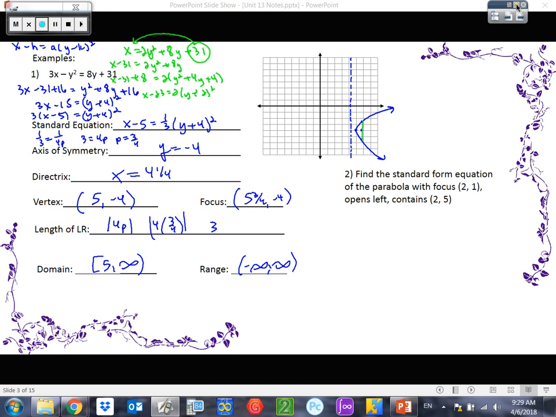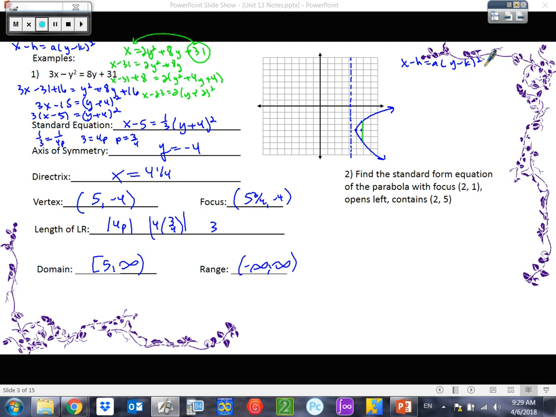So let's think about this. When we don't know what to do, I would suggest you just write the standard form up there, just a generic standard form. We know it's going to open left, so it's going to be one of those x equals equations, right? It's going to be x minus h equals a times y minus k squared. We're just going to write that up there and try to piece together what to do here.